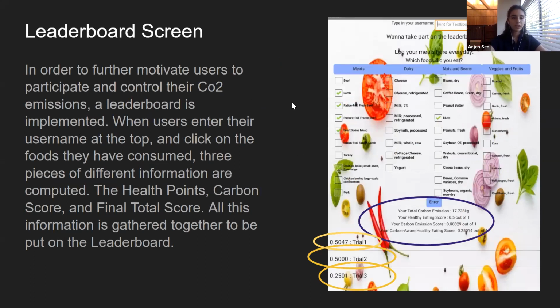On the leaderboard screen, in order to further motivate users to participate and control their CO2 emissions, a leaderboard is implemented. When users enter their username at the top and click the foods they have consumed, 3 pieces of different information are computed: the health points, carbon score, and the final total score. All this information is gathered together to be put on the leaderboard. That's on the bottom.